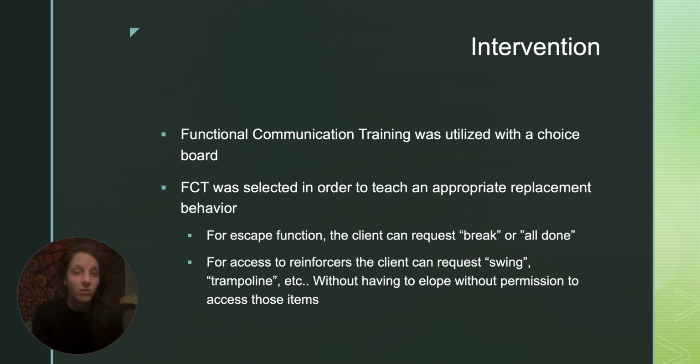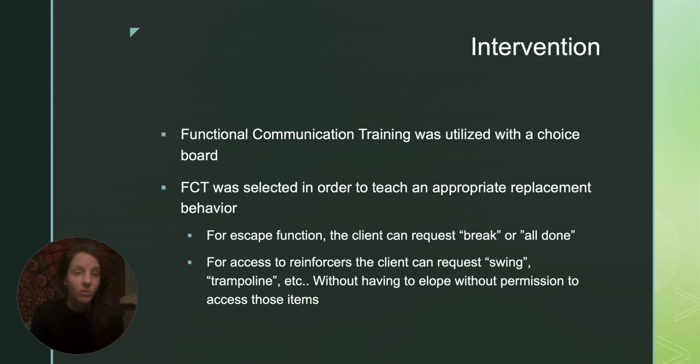He can ask for any of the reinforcers he wants instead of having to run away without saying anything, trying to get access to these things. So the operant extinction that we're looking at is this: prior to the intervention, the client was able to just escape tasks by elopement. He was able to gain access to all the things he wanted through elopement, so it was working for him.